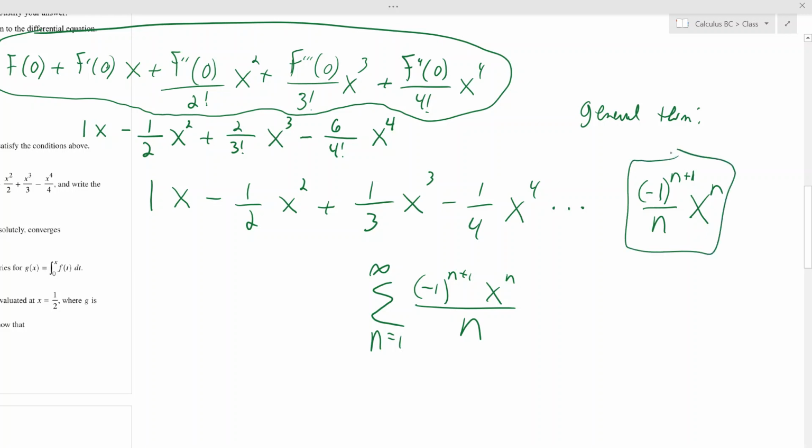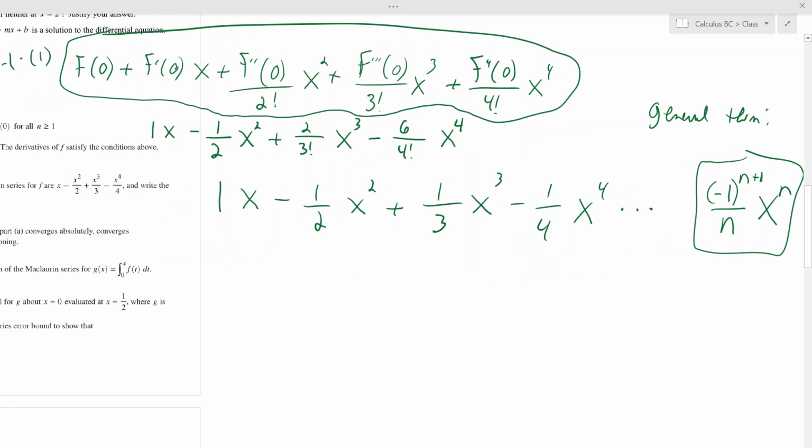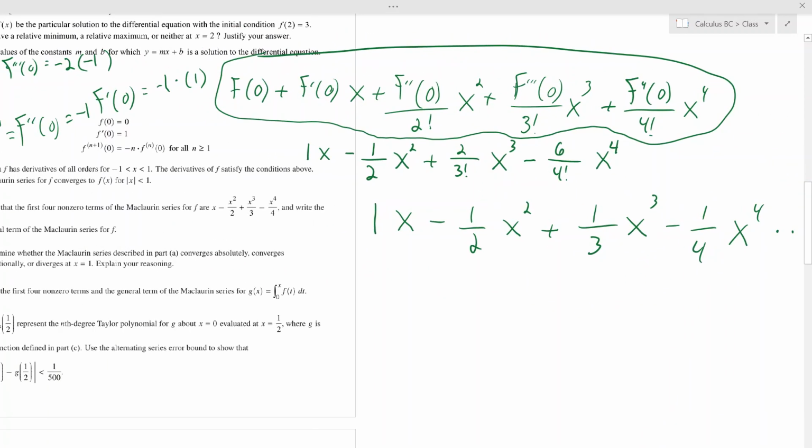You probably get points. I don't know what the key is exactly, but you probably get points for the first 4 terms like this, might be worth 2 points, and then you get a point for the general term. They don't care where it comes from. Okay, so you can just see what the pattern is, and boom. Because you can't really write this out explicitly.